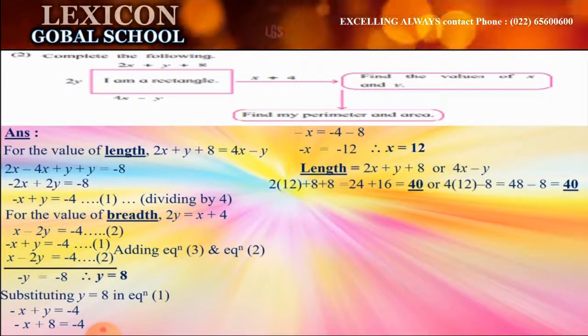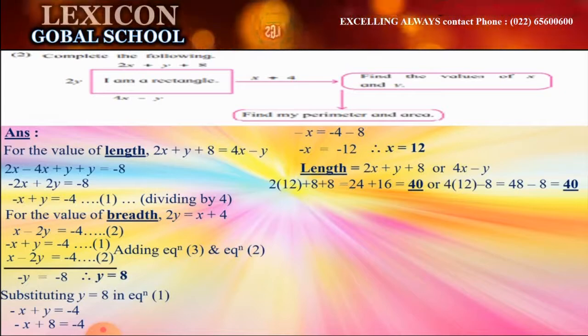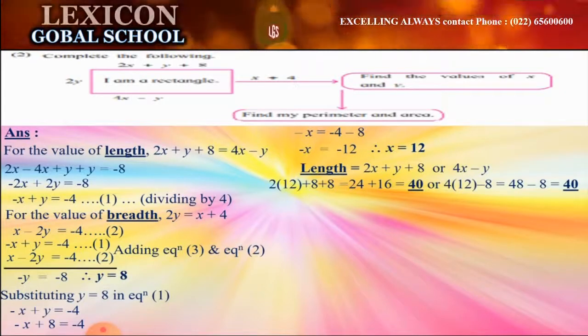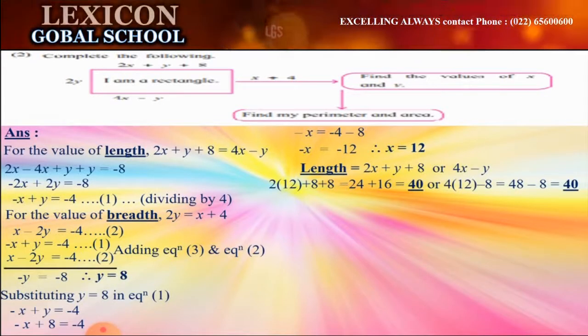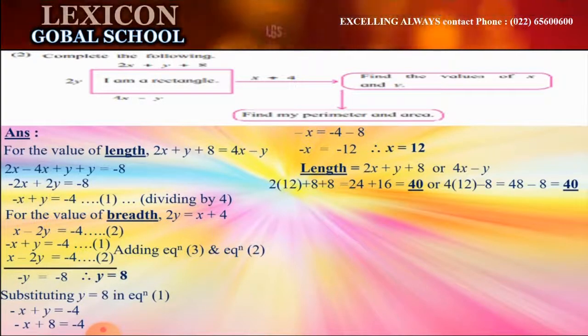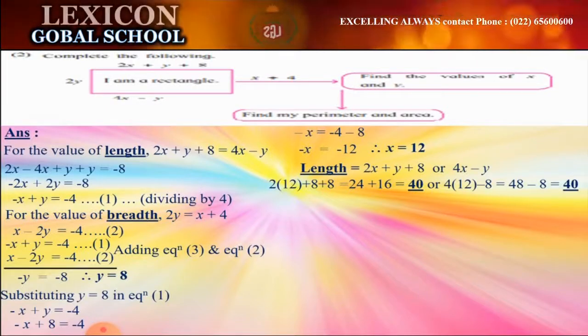Therefore, 2x means 2 into 12 plus y was 8. So, 2 into 12 plus 8 plus 8. First, we will carry out multiplication. 2 12s are 24. 8 plus 8 is 16. 24 plus 16 is equal to 40.